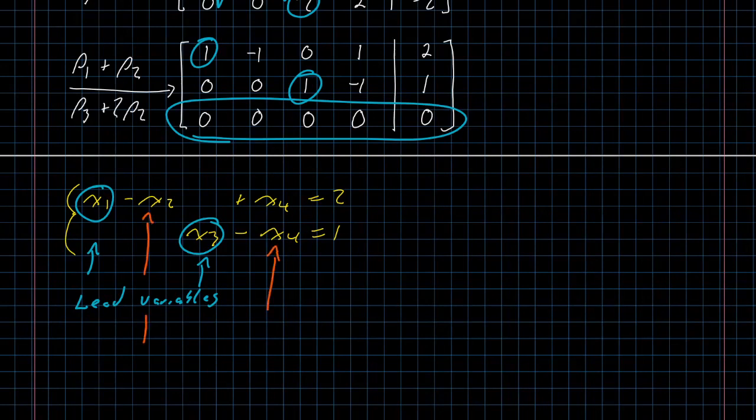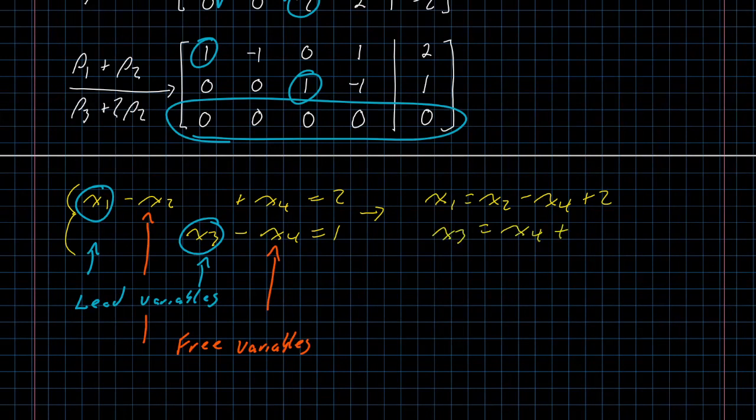The variables that are left, in this case x2 and x4, are known as free variables. And we can always take our system of equations and solve for the lead variables in terms of the free variables. It is always something we can do. In this case, that gives us that x1 is x2 minus x4 plus 2, and that x3 is x4 plus 1.